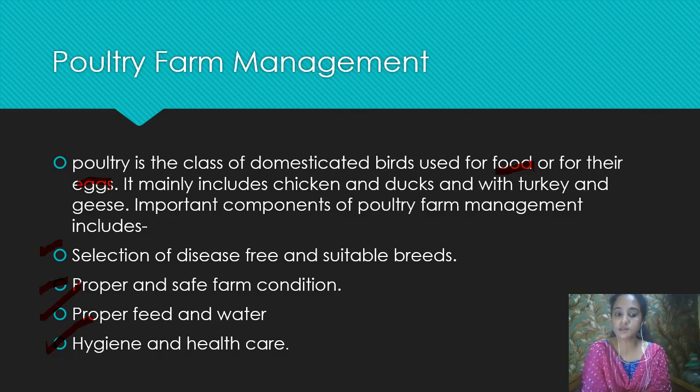Okay, so these are the different conditions. It should be disease free, and again we have to see whether they are hybrid. If it is not hybrid and we are rearing this much poultry in one place, then the productivity is not up to the mark. So what we have to aim at is a high quality of that breed, and then proper and safe farm conditions, then the proper feed we have to give them, and the proper water. Water means hygienic water. Then hygiene and the healthcare.